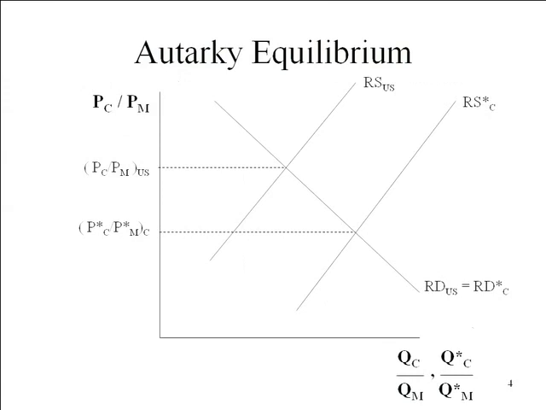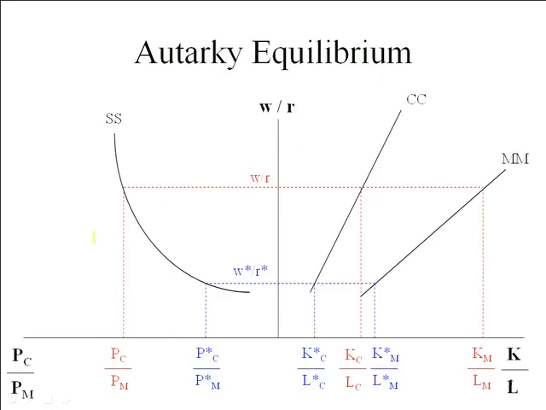Here's our autarky relative prices. Again, the relative price of cloth in China is much lower than it is in the United States. And it's those differences that will allow us to gain from international trade. And then finally, our Heckscher-Ohlin diagram as well.